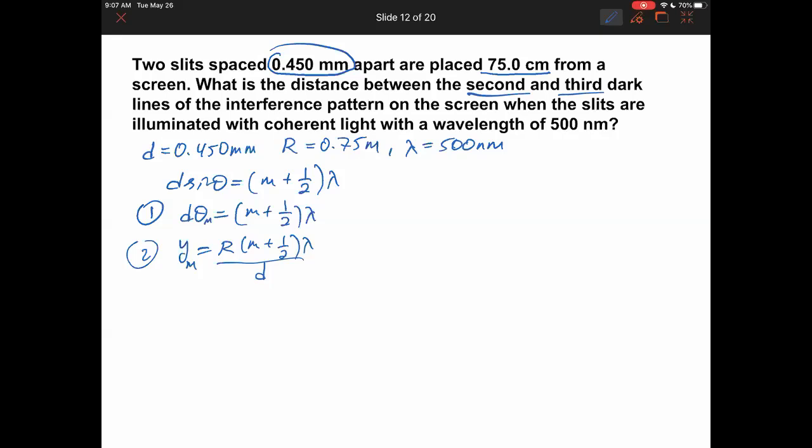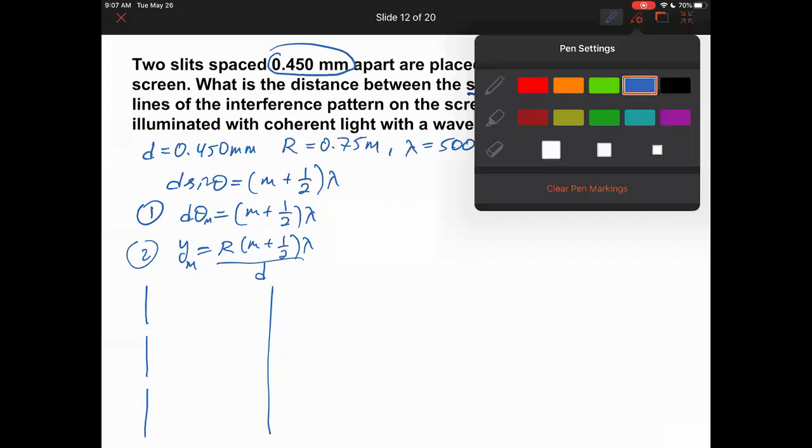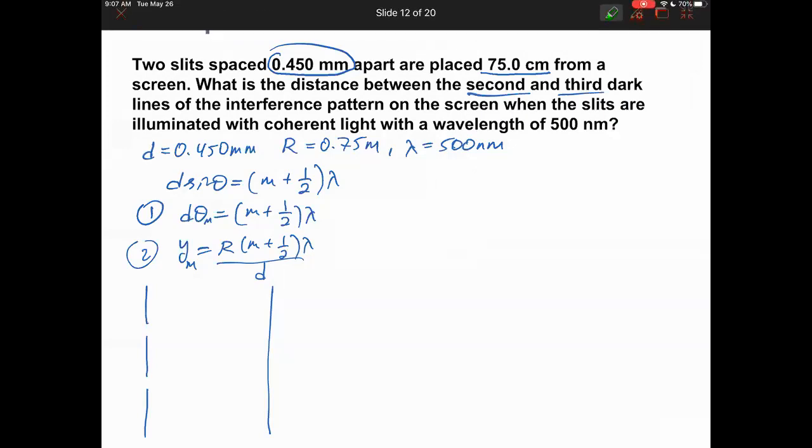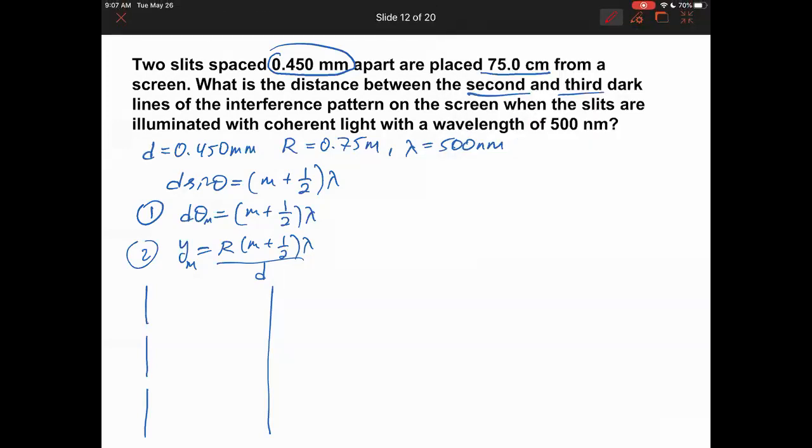Now, we have to be a little bit careful when we're dealing with a dark fringe. Here are the slits, and here's the screen. Here's the central bright one, and let's say this is R. Here is this one, this one, this one, and this one. Between them, we get the dark fringes.